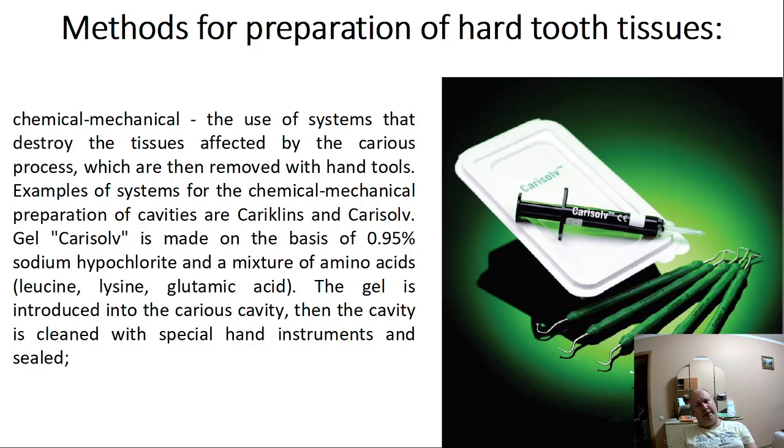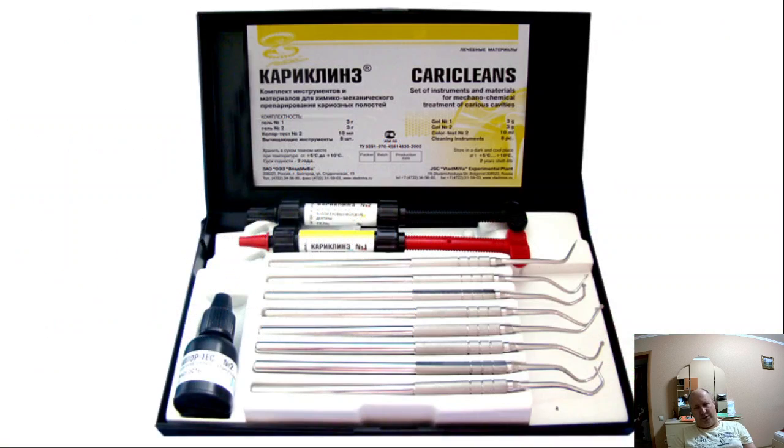Examples of systems for the chemomechanical preparation of cavities are Hercules, Carisolv. For example, Carisolv is made on the basis of almost 1% sodium hypochlorite and a mixture of amino acids: lysine, glutamic acid. The gel is inserted into the caries cavity, and then the cavity is cleaned with special hand instruments and sealed. Here you can see the example.